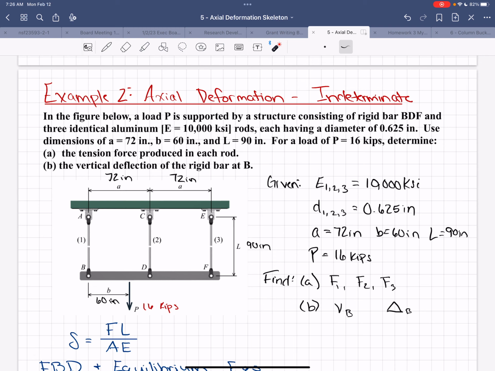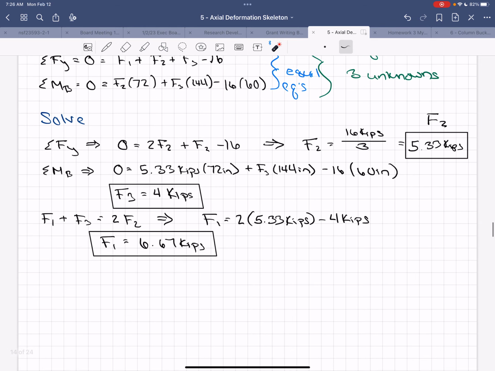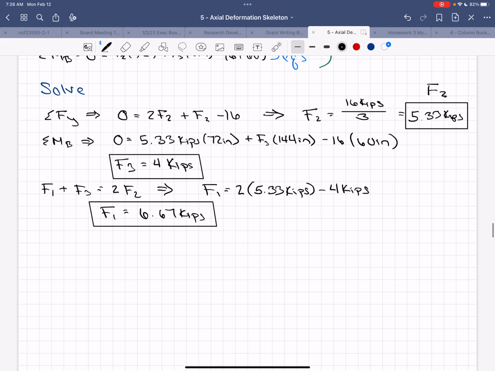Now we just need the vertical deflection of the rigid bar at B. And like I said, in this case, it's just going to be the deflection of that rod. If we were supposed to find the deflection here, we would have to do some more similar triangles or equation of a line math. But all we have to do here is say, so part B, the deflection at B equals the deformation of bar 1.